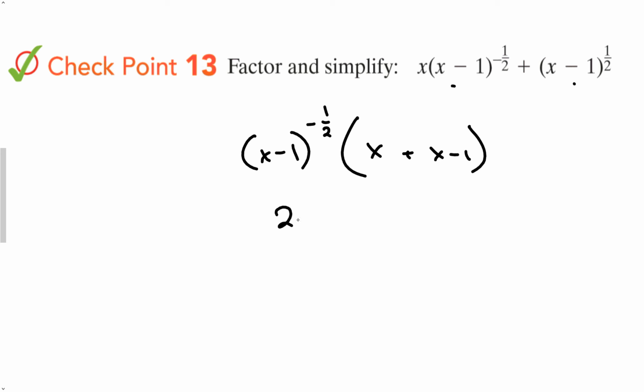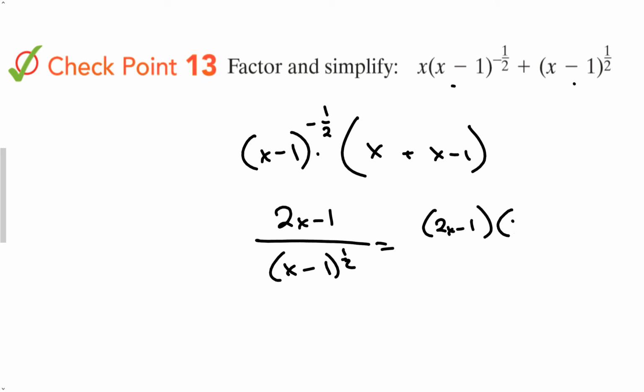Again, this gives me 2x minus 1 times this term, which I'm going to make a positive exponent by moving it to the bottom of a fraction. And then I'm going to rationalize it by multiplying the top and the bottom by x minus 1 to the 1/2 power, which turns this into just x minus 1.